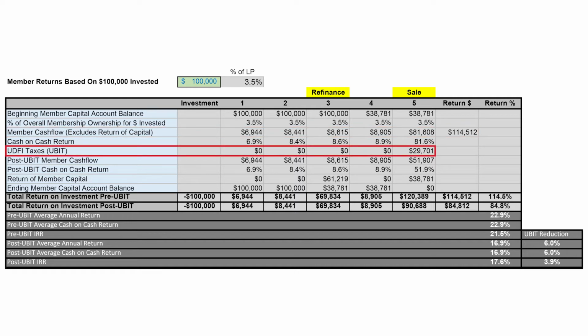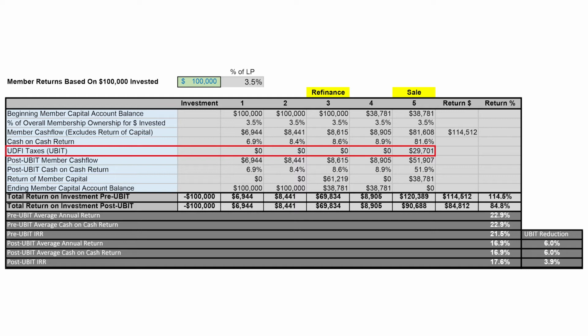Moving down 2 lines to UDFI taxes, this line is where all the number crunching of our calculator comes into play. These are the taxes that our self-directed IRA investors are expected to pay over the life of a project. By analyzing a number of different deals, we found that most opportunities present no UBIT in the first 3 to 4 years, as you see here. There is enough depreciation and initial operating expenses to offset any income, resulting in no taxes.